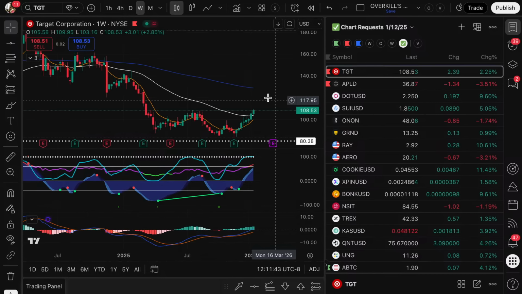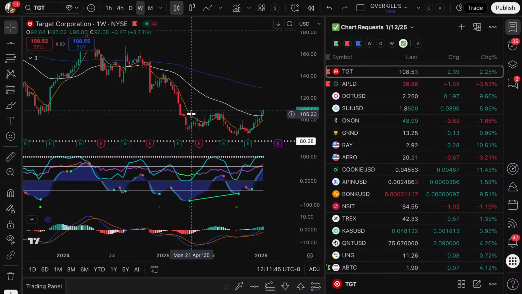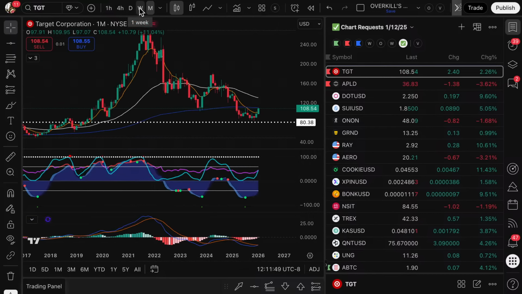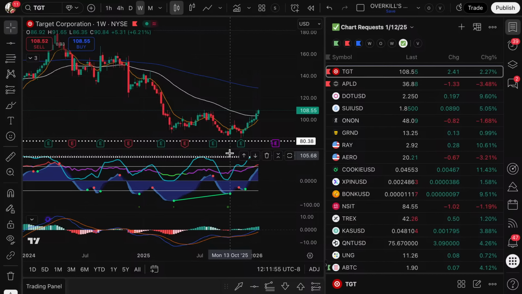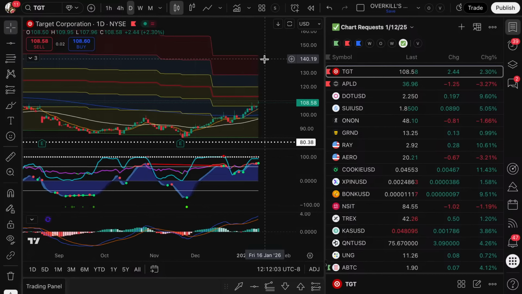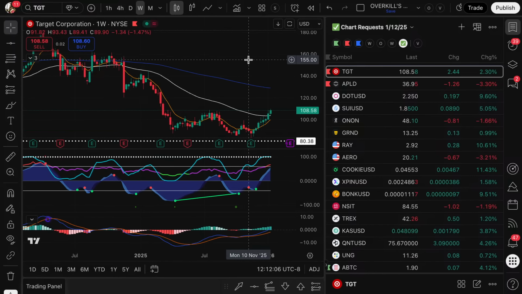We've got TGT. Shout out to Mr. Bob, still holding on to TGT. I sold mine. I got impatient, but it looks really good. It looks like it is reversing up here. Your buying opportunity was right here at 86, and you had another opportunity right there at 90, and it's pushing up now. So again, we're looking to the red zone. Up there between 130 and 140 is where we'd be taking profits on that one.